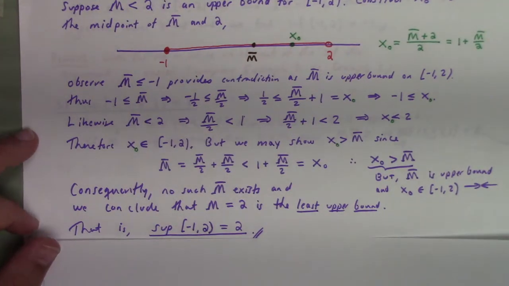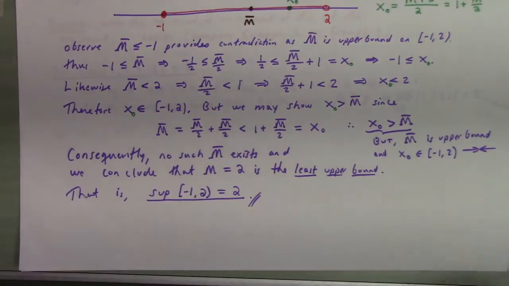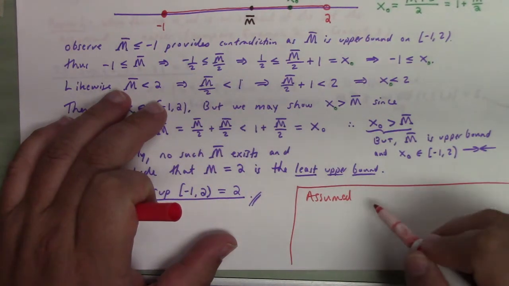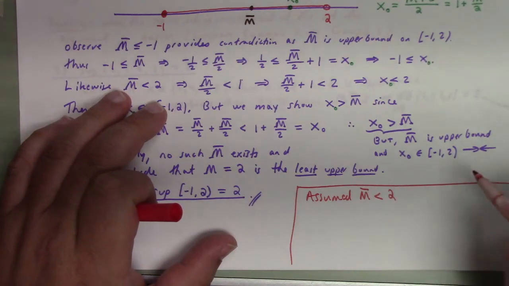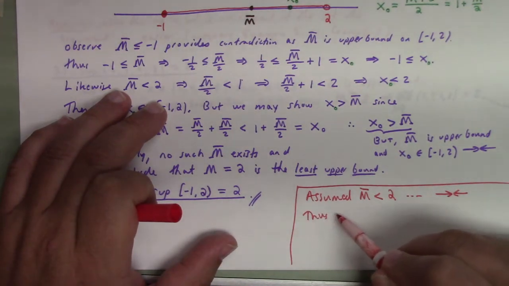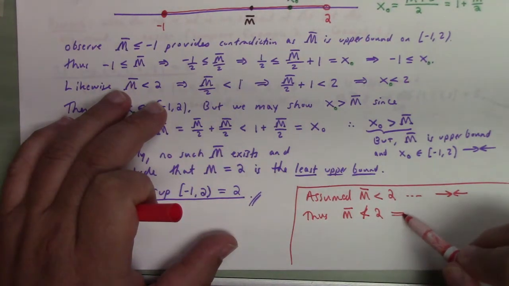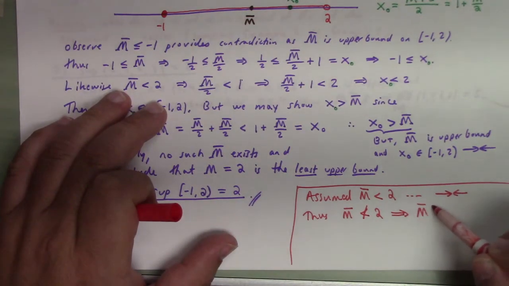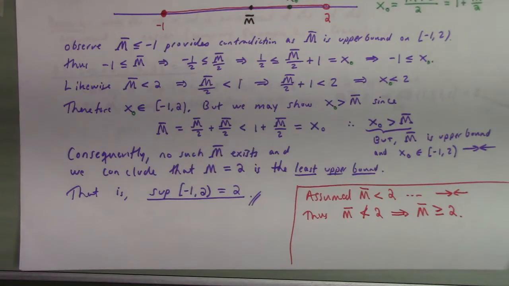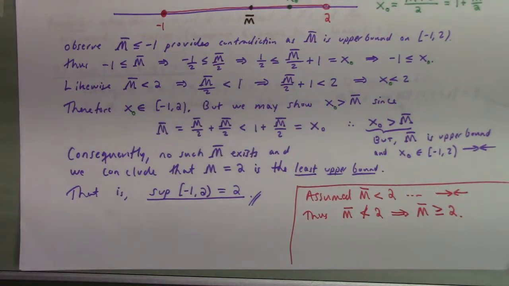Just to drive that point home, we've done a proof by contradiction, right? We assumed that m bar was less than 2, and we made arguments and reached a contradiction, right? So thus m bar is not less than 2, right? If m bar is not less than 2, that means that m bar is greater than or equal to 2. And that's exactly what we need for 2 to be the supremum. We need that any other upper bound is larger than or equal to 2. That's why this contradiction proof proves what we want it to, okay?